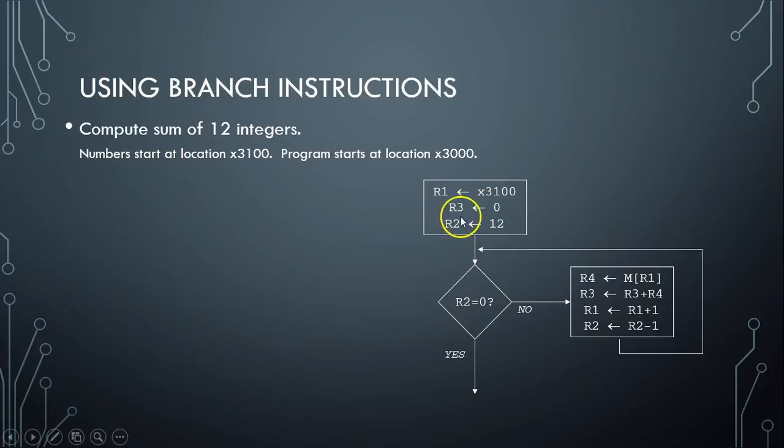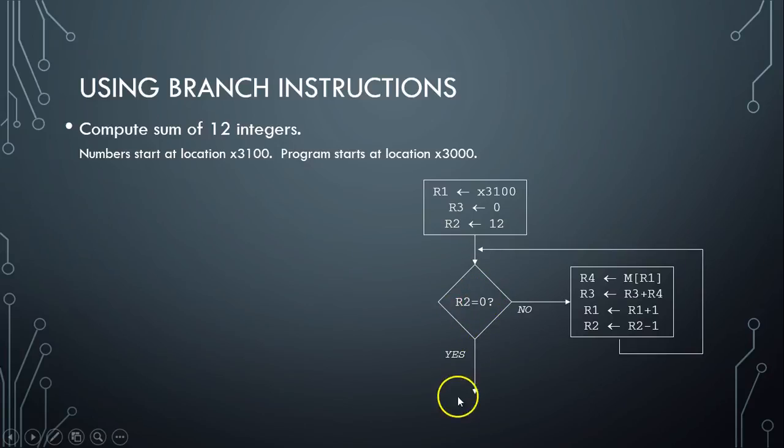Register 3 is 0, and register 2 is 12. Right? And that's going to go here to ask, is R2 equal to 0? So inside this operation, you can see we multiply R1, store in R3, take R3 plus R4, store in R3, R1 plus 1, store in R1, R2 minus 1, store in R2. That, of course, goes in here.